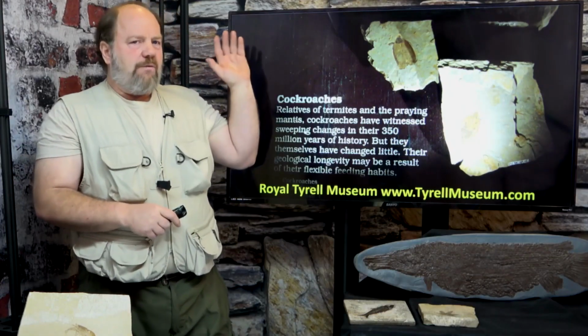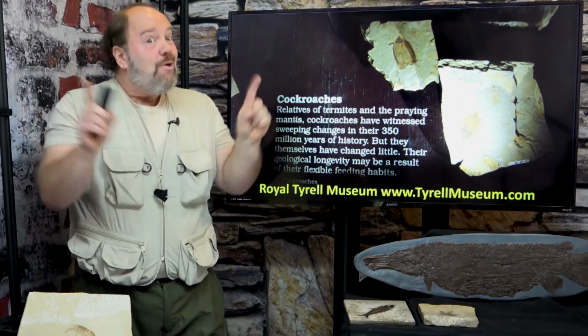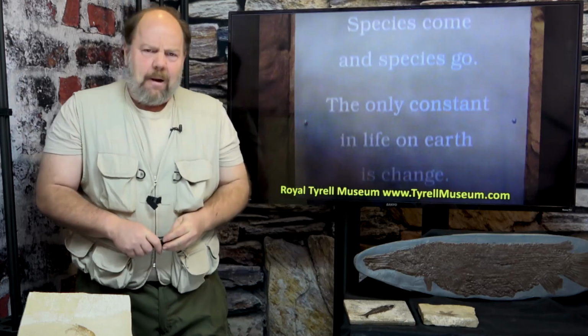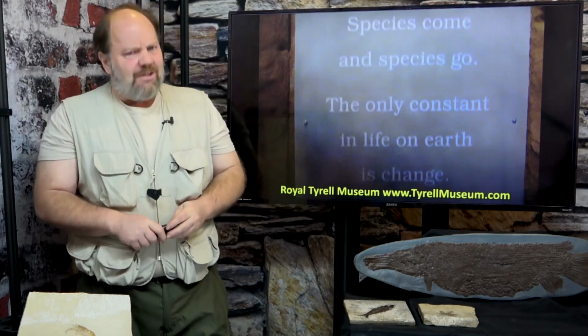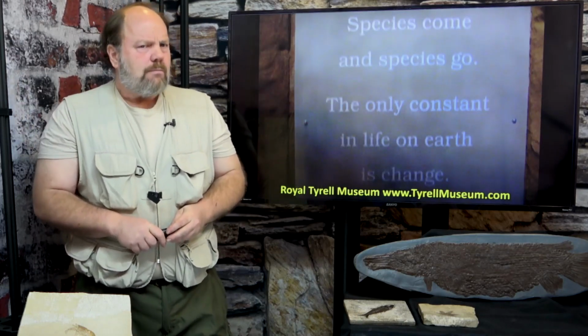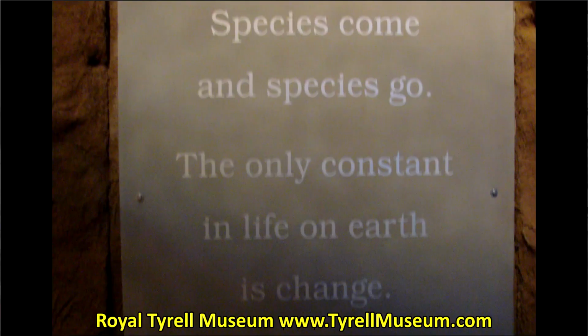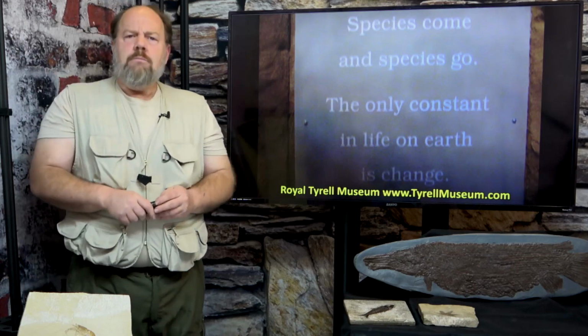After all of these fantastic examples of no change in organisms, they have this plaque, which is the ultimate example in irony. They turn around and say, species come and go. The only constant in life on Earth is change. Really? Where's the change? Where is it?